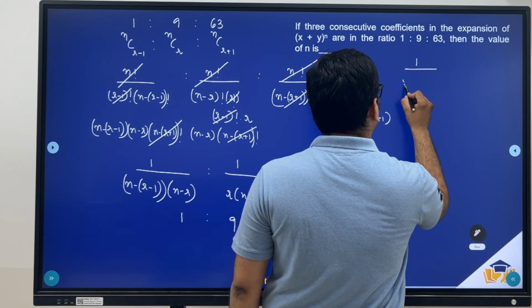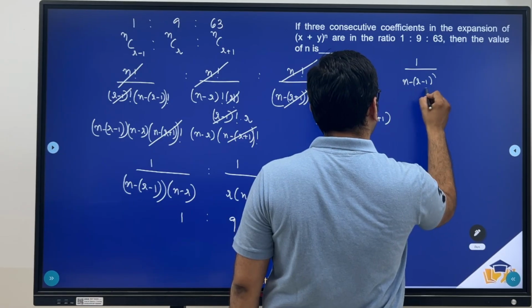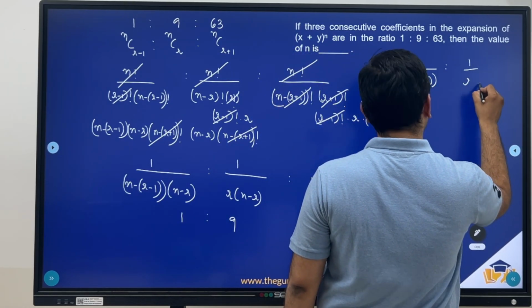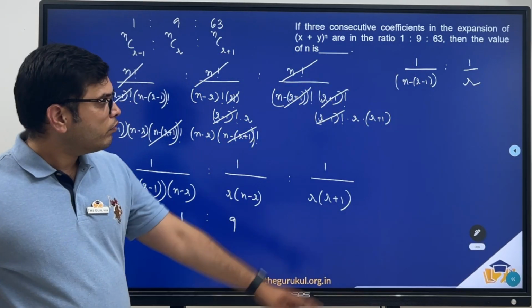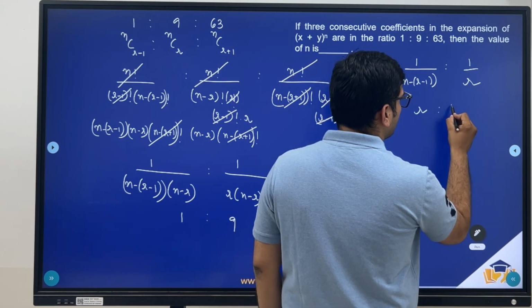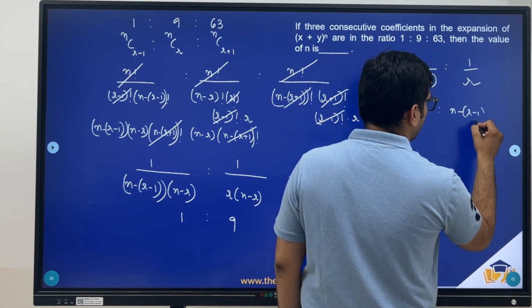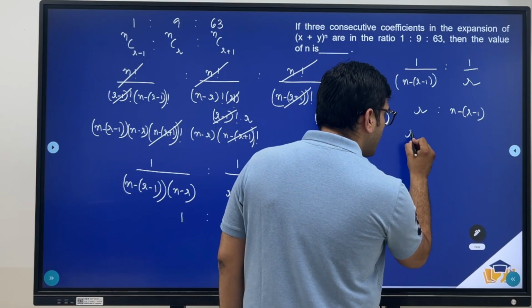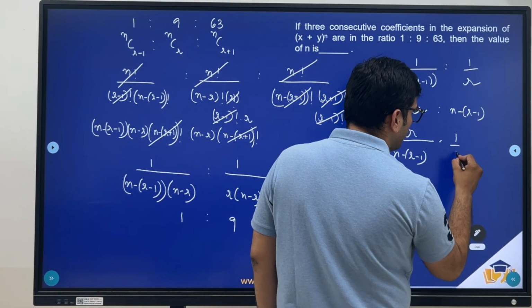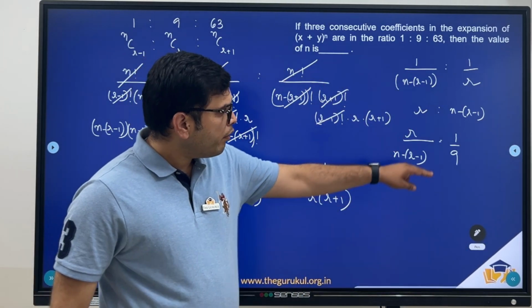So 1 by n minus r minus 1 is to 1 by r should be 1 is to 9. If I cross multiply, r is to n minus r minus 1 should be 1 is to 9. So r by n minus r minus 1 should be equal to 1 by 9. Now let me cross multiply.